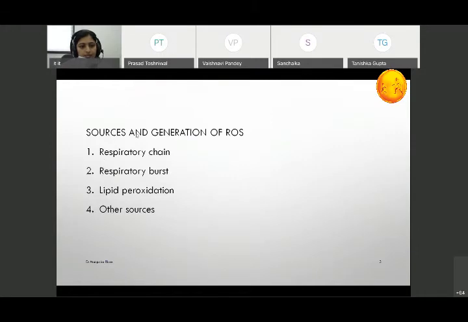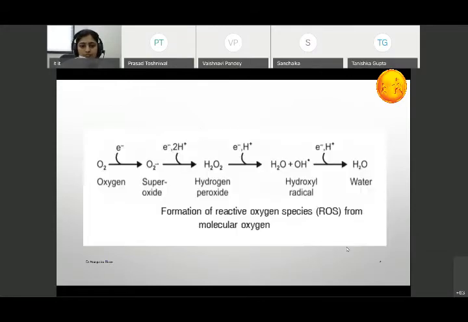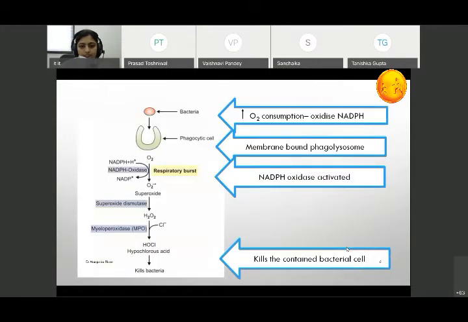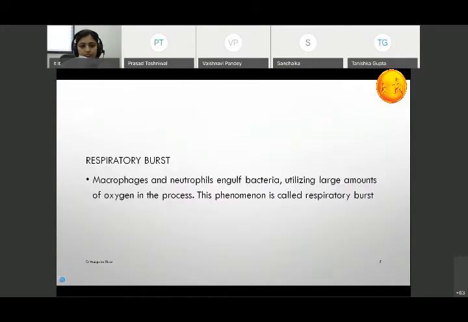We have completed this respiratory chain. Now today we'll start with respiratory burst, then lipid peroxidation, and which are the other sources for generation of reactive oxygen species. Respiratory burst, it also comes as a short note.